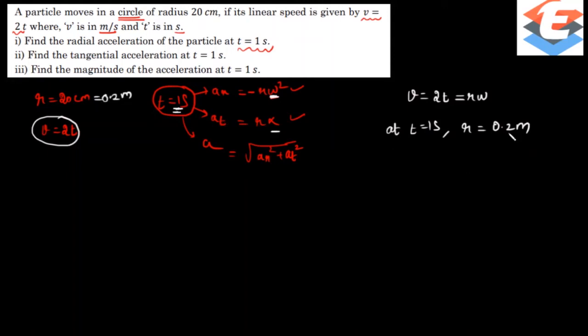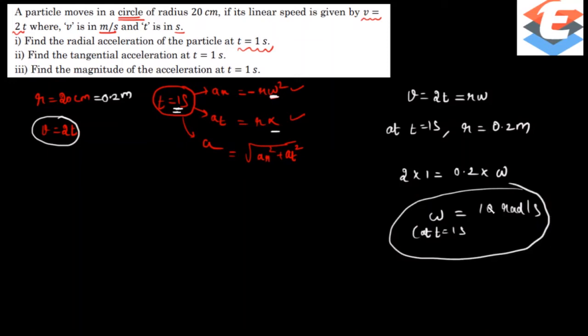Now substituting there, 2 into 1 is equal to 0.2 into omega. So omega will be 2 by 0.2, which is 10. So 10 radian per second. This is omega at what point? When time is how much? When time is 1 second. When time is 1 second, omega was 10 radian per second.